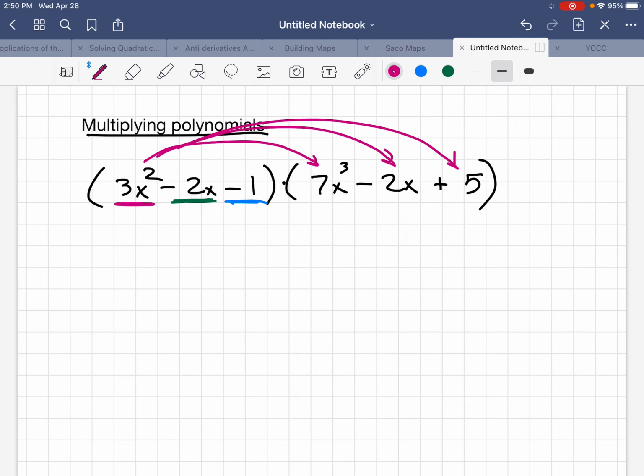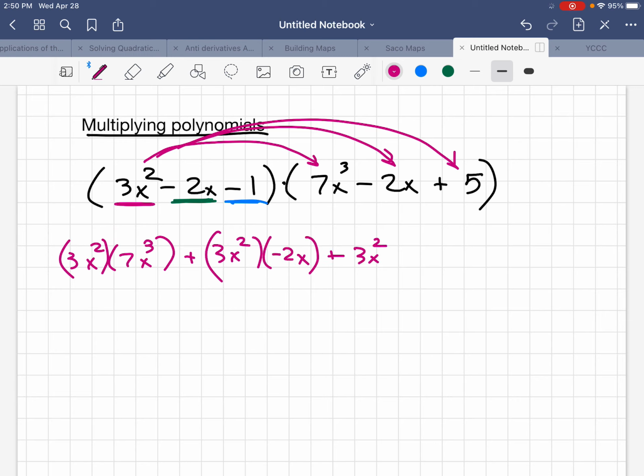So let's start with 3x squared times 7x cubed, and then we'll have 3x squared times negative 2x, and then we'll have 3x squared times 5. Now, some of you are probably saying, why is he writing it out like that? Some people just need to see it broken down. Okay. I'm also going to do the same thing. I'm not going to do the multiplications yet.